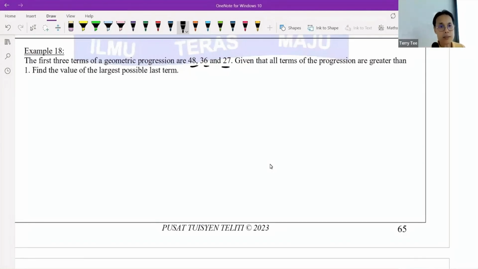Okay, so all the terms are greater than 1. Find the value of the largest possible last term. My A is 48. My common ratio is 36 divided by 48. What is 36 divided by 48?